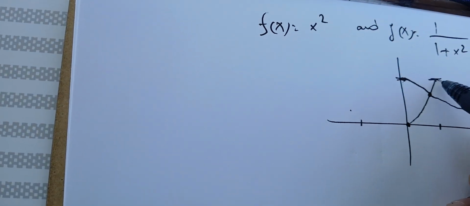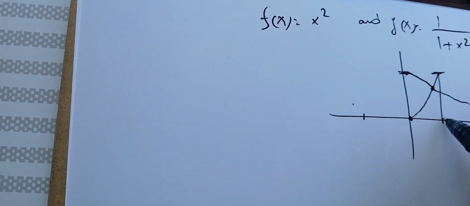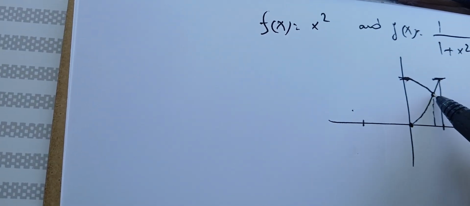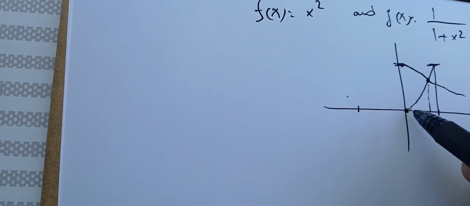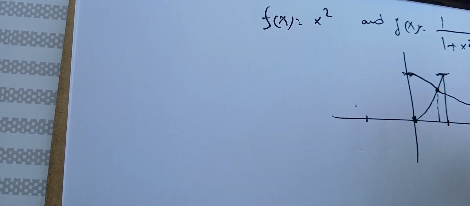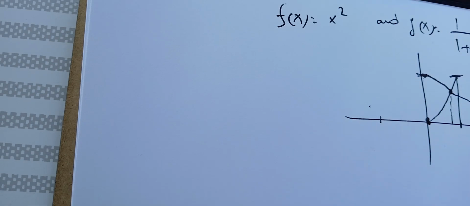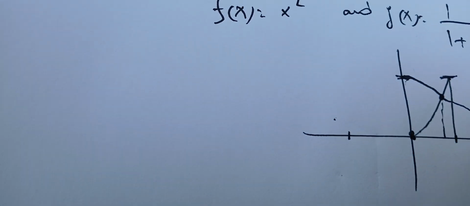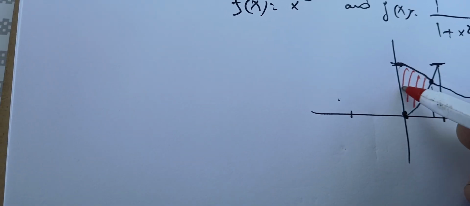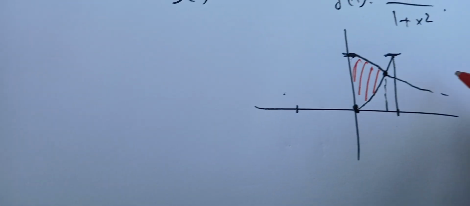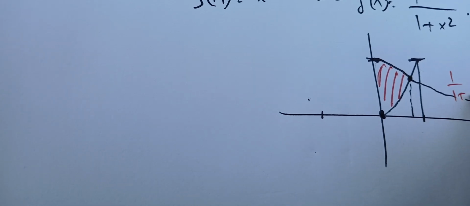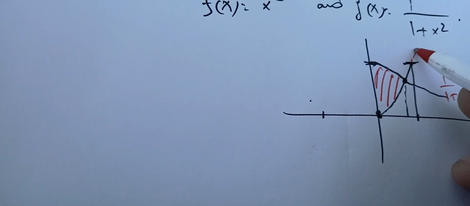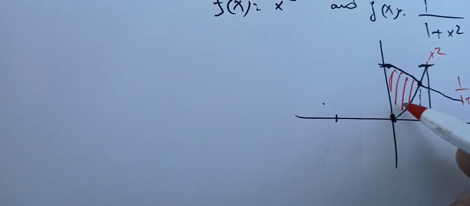This point is my point of intersection, because I'm trying to find the area between the two curves. So the area between the two curves is this area here in red. This is the area enclosed between the two curves. This is 1 over 1 plus x squared, and this is x squared. And this is the area between the two.